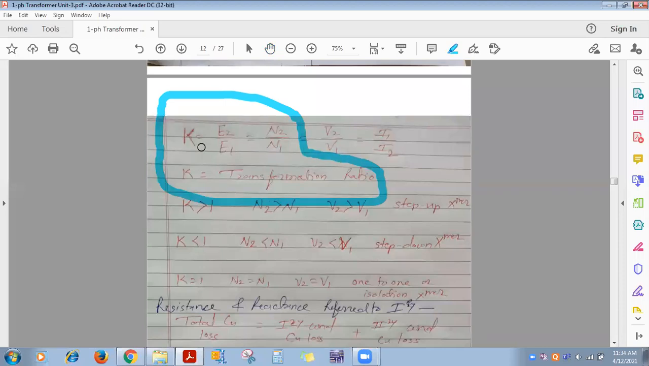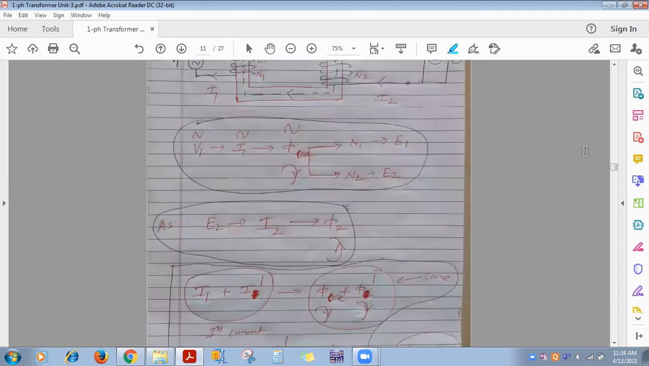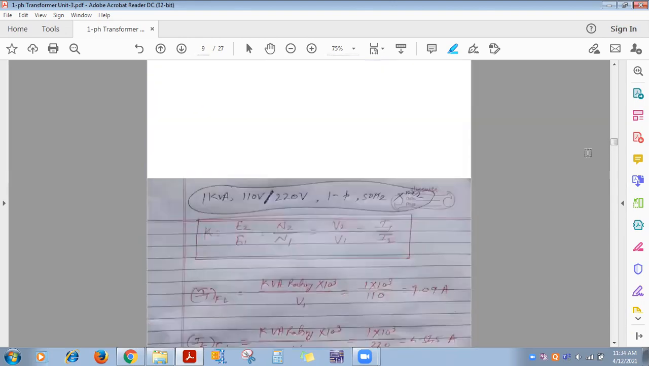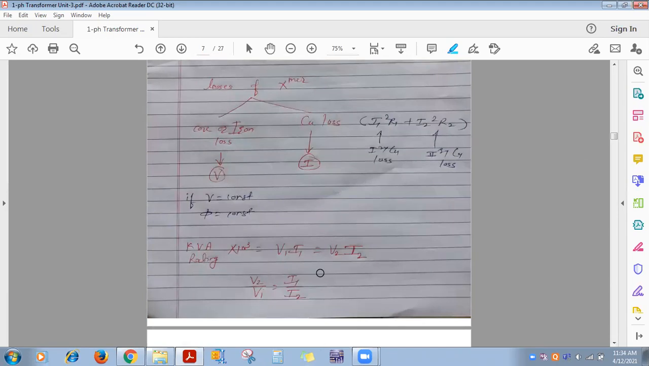Now the KVA rating of a transformer we know. KVA rating of transformer is equal to V1 I1 is equal to V2 I2. But which KVA rating? Full load. Here I have written KVA rating is equal to V1 I1 is equal to V2 I2, isn't it? So whenever I say this KVA rating, it is at full load.